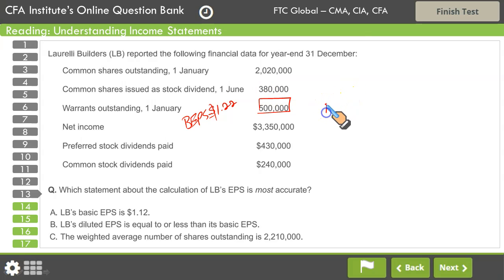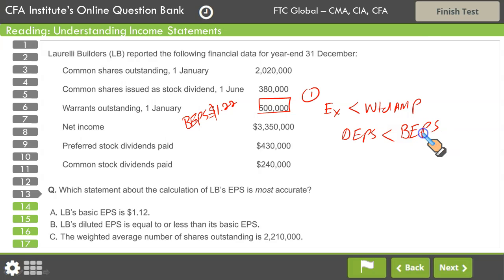First, if the exercise price of your warrants is less than the weighted average market price, in this case, this is scenario one. If your exercise price of warrants is less than the weighted average market price, then the diluted earning per share would be less than the basic earning per share. Of course, it makes sense.